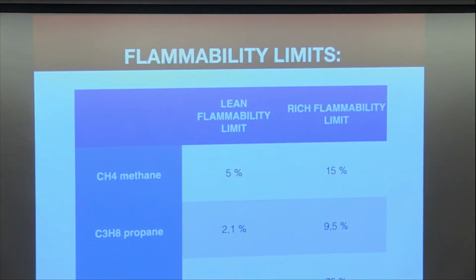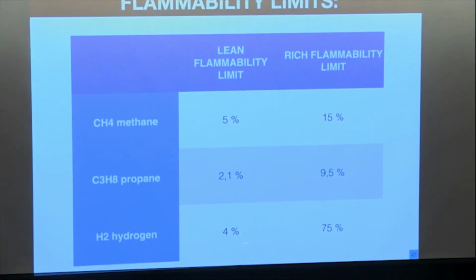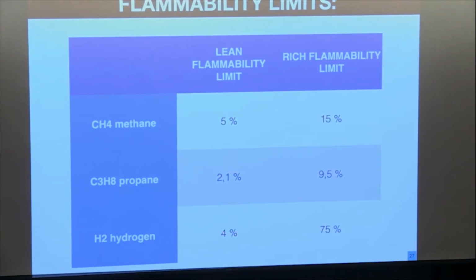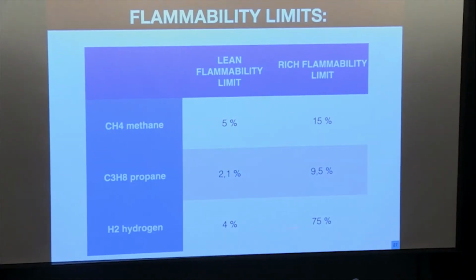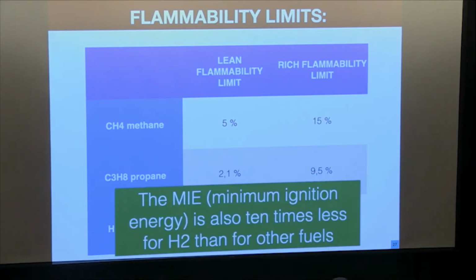As a quantification of that, you know the lean flammability limit and the high flammability limit, and you see that the problem with hydrogen is that whether you have a little bit of it or a lot of it, it burns, which is not the case with propane or methane. So as soon as you're leaking hydrogen somewhere, it's very easy to ignite it. And it will also not require a lot of energy.